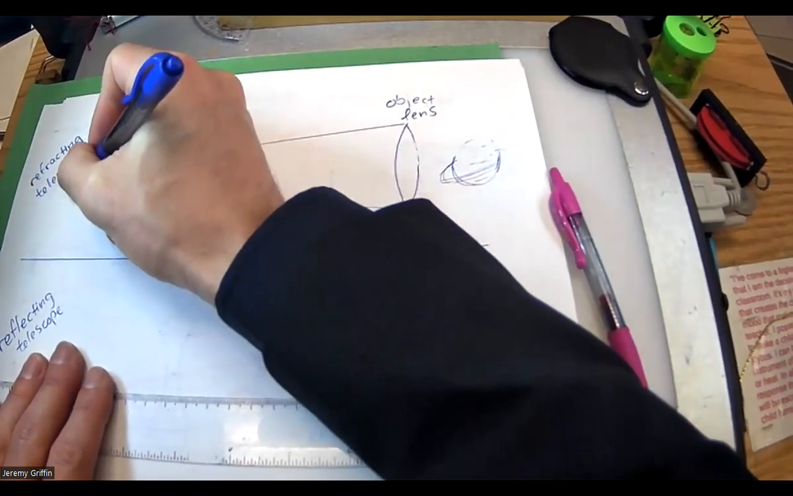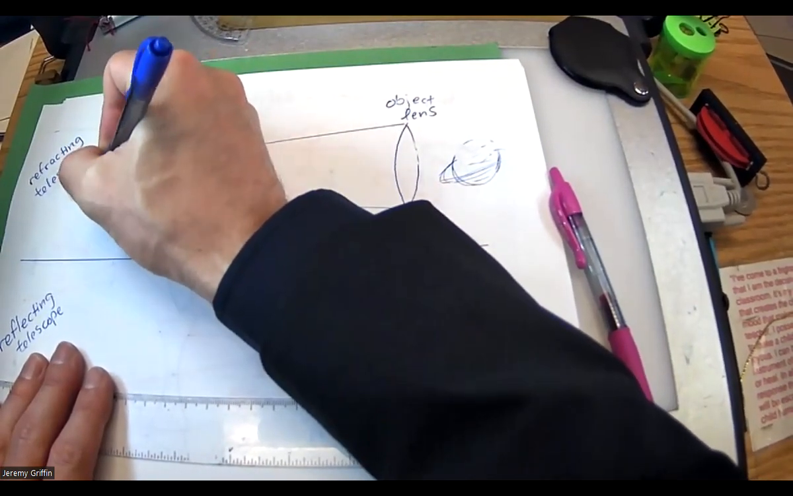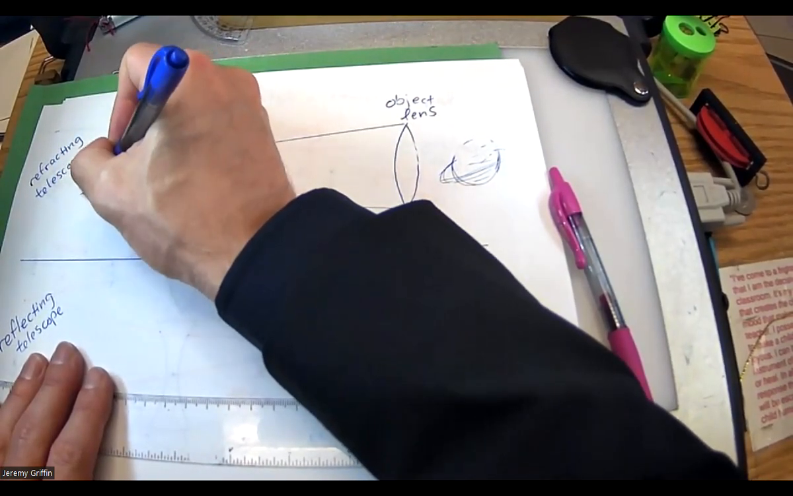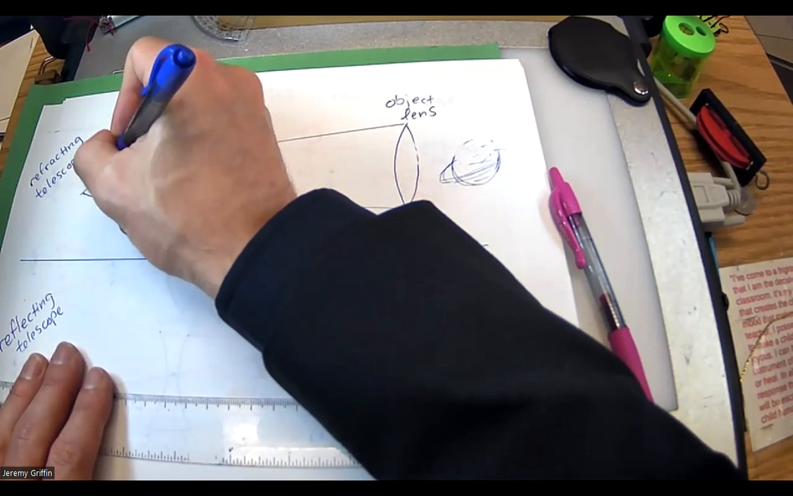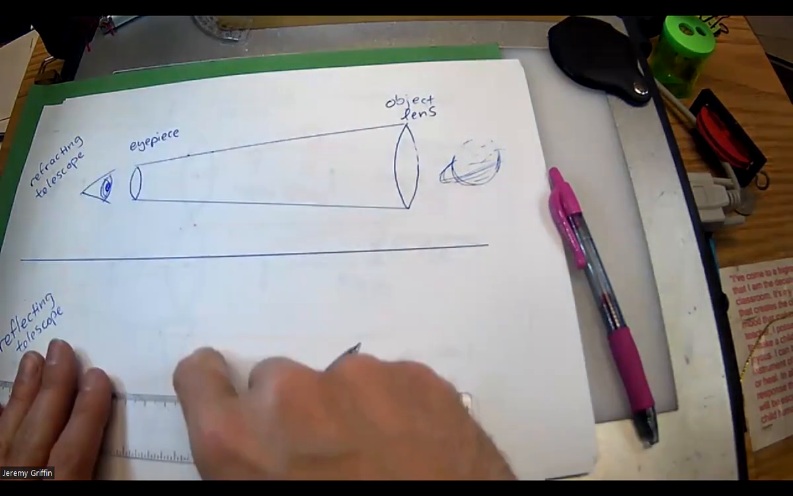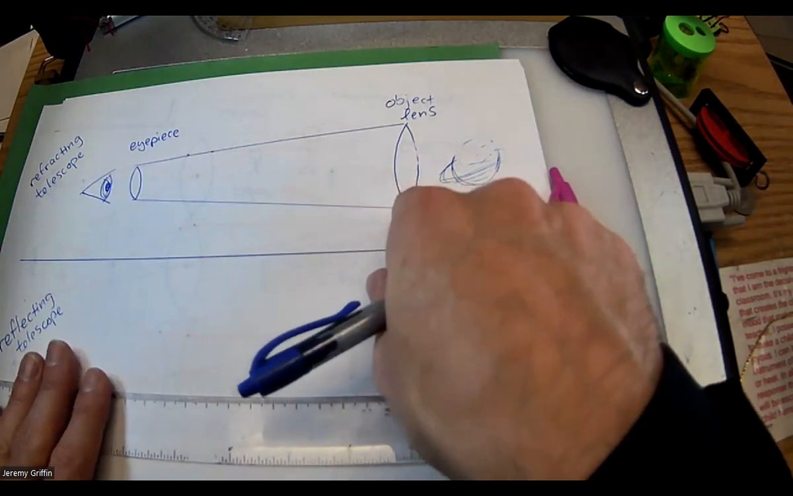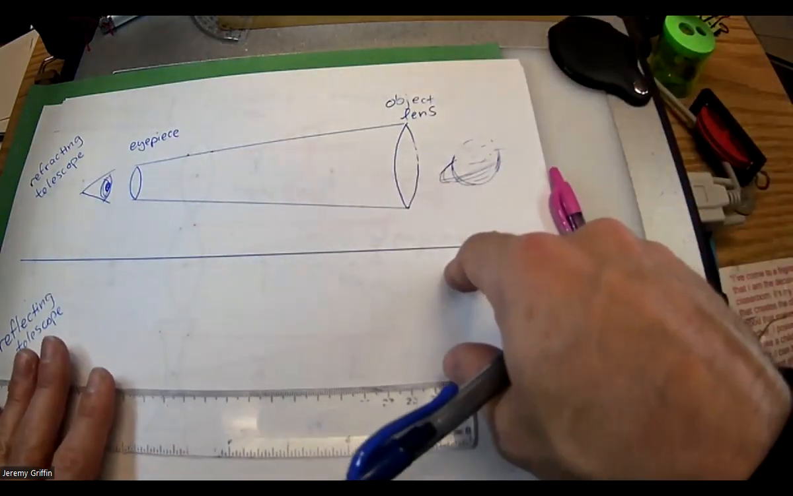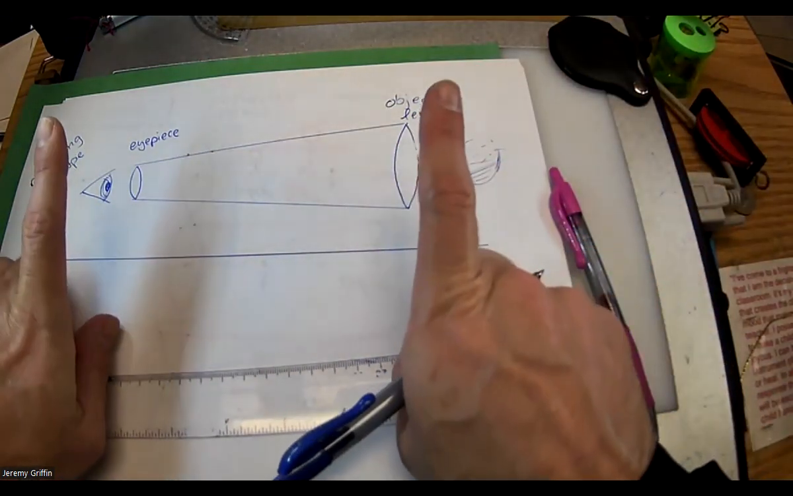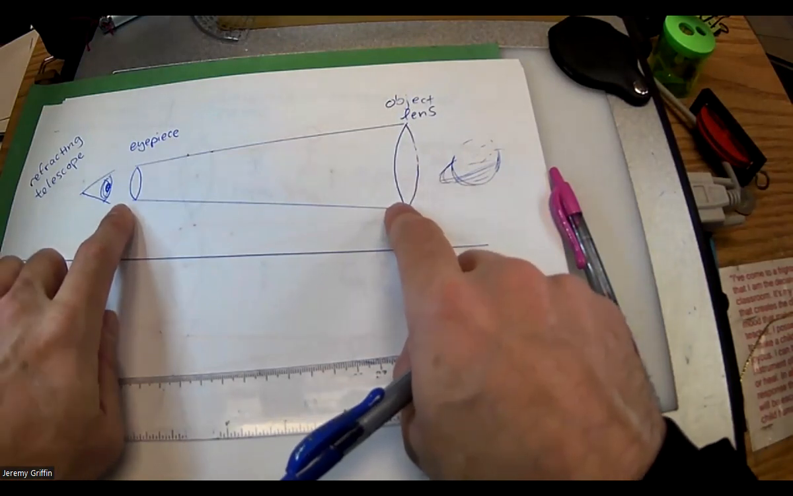Here's the observer right here. Here's your eyeball, like your observer, looking through this eyepiece and trying to see a planet that's way off in the distance. Now, each of these lenses has a focal length.